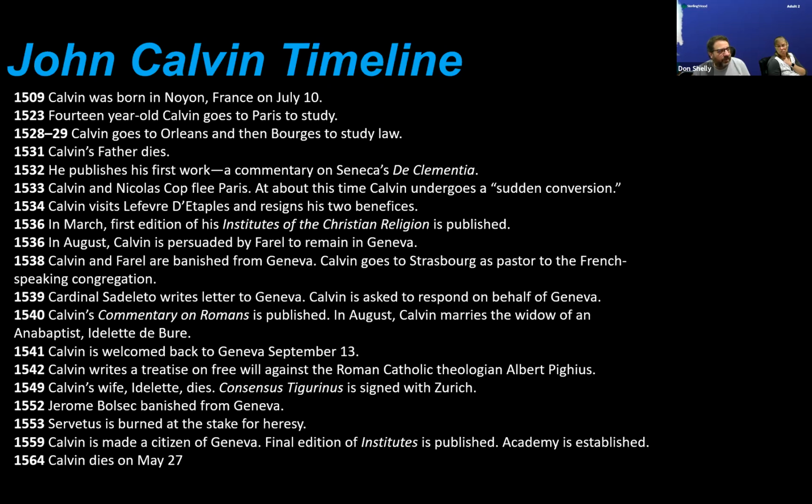So this is one of the last things that happens in Calvin's life. So that's in some ways the way that he's looked at by certain folks towards the end of his life. Ultimately, in 1559, he produces the final edition of the Institutes, and he establishes an academy there in Geneva, a theological seminary, if you will. And finally, in 1564, Calvin dies.